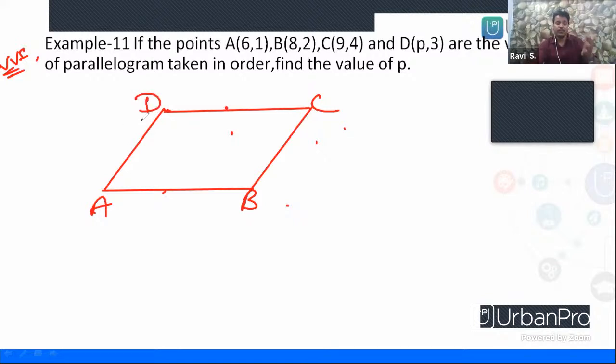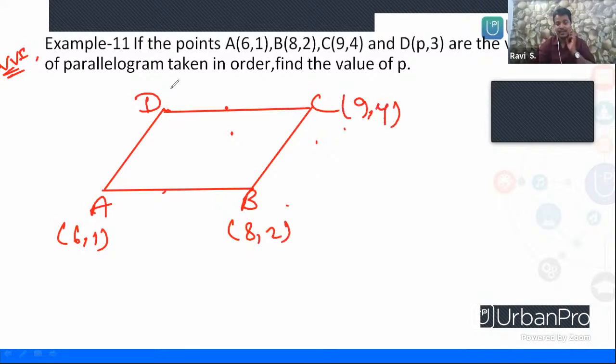So what is the question asking you here? See, the point A, what is the point A, guys? It's 6,1. Then the B, it's 8,2, and then the C, it's 9,4, and then the D is P,3. They are vertices of a parallelogram taken in order. Find the value of P. We just have to find out the value of P.